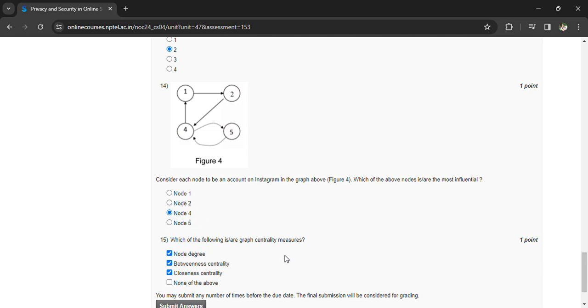Which of the following is a graph centrality measure? Node degree, betweenness centrality, closeness centrality.